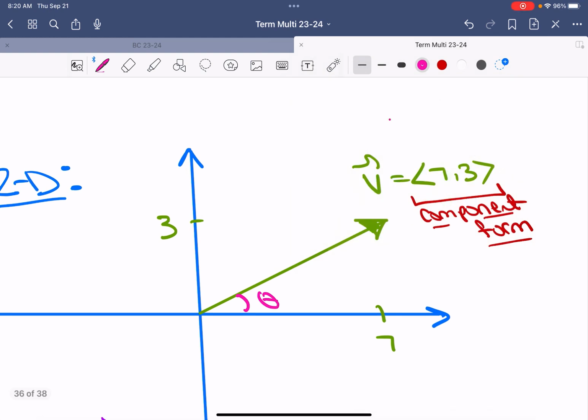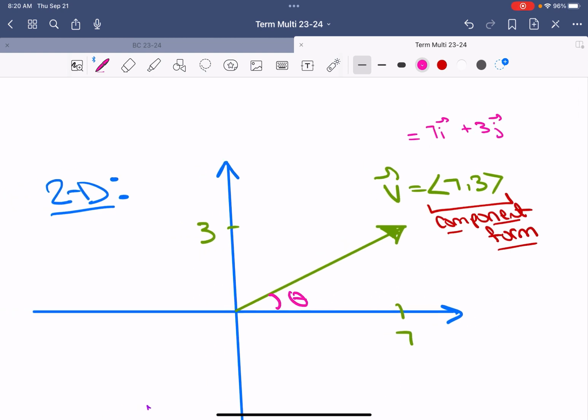So vector v in linear combination form here would be 7 vector i plus 3 vector j. And in 2-space, let's just make sure that we're clear here. In 2-space, vector i would just have 2 components, 1, 0, and vector j would be 0, 1, okay?